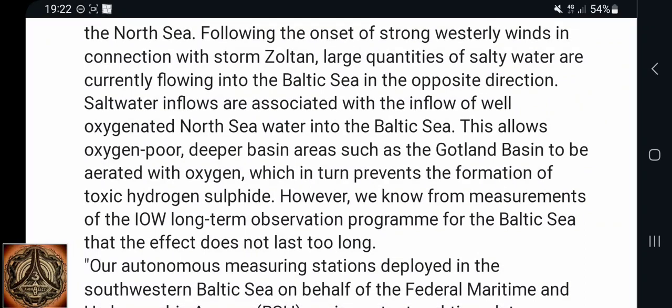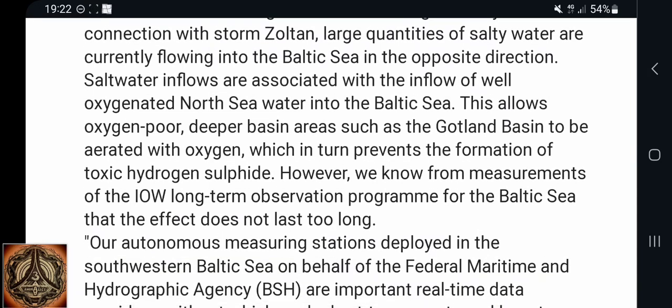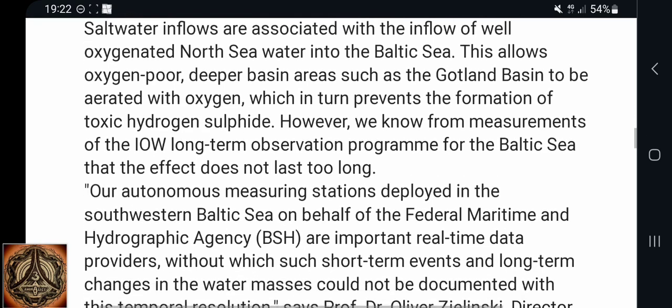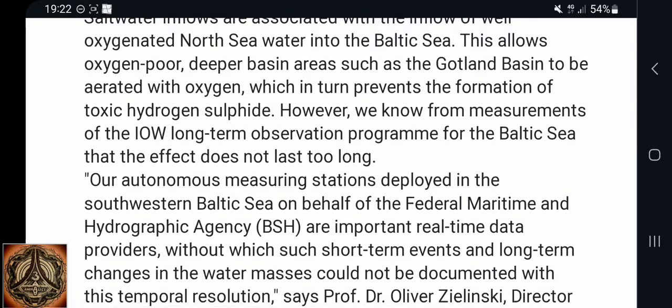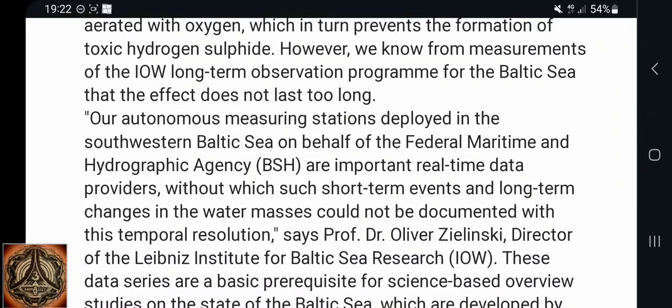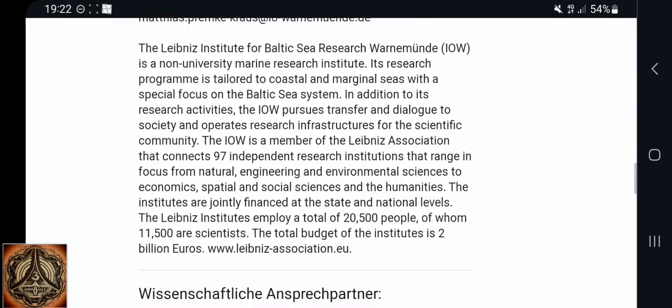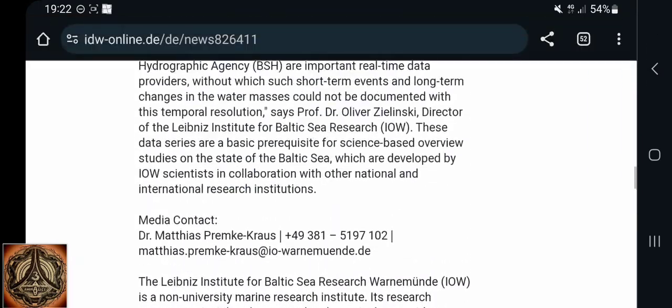Saltwater inflows are associated with the inflow of well-oxygenated North Sea water into the Baltic Sea. This allows oxygen-poor deeper basin areas such as the Gotland Basin to be aerated with oxygen, which in turn prevents the formation of toxic hydrogen sulfide. However, we know from measurements of the IOW, long-term observation program for the Baltic Sea, that the effect does not last too long. Yeah, how long is that? It's not too long, so let's just go on.